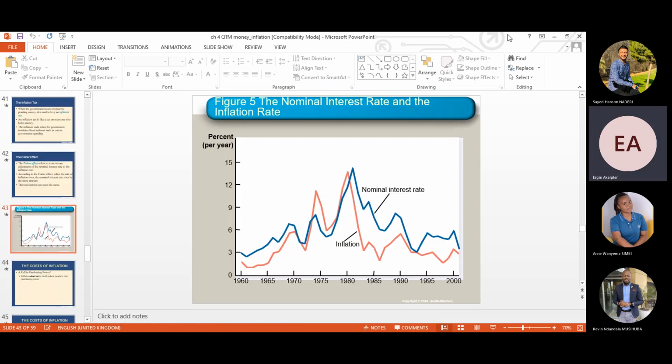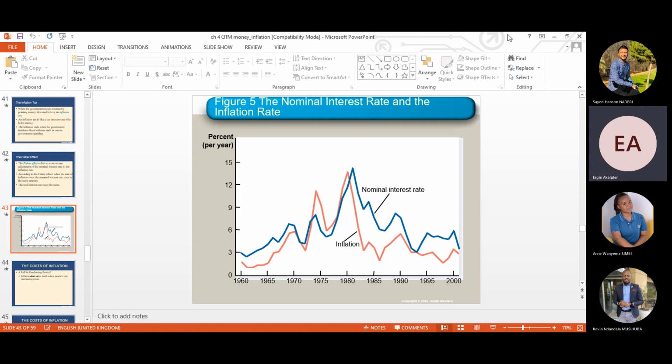Therefore, it's not good. The nominal interest rate and inflation are given here, and as you are observing, they must move somewhat parallel. If the inflation is above the nominal interest rate, it is not good. But if the nominal interest rate is above the inflation, it is good, because this will then cause some protection for the savers.